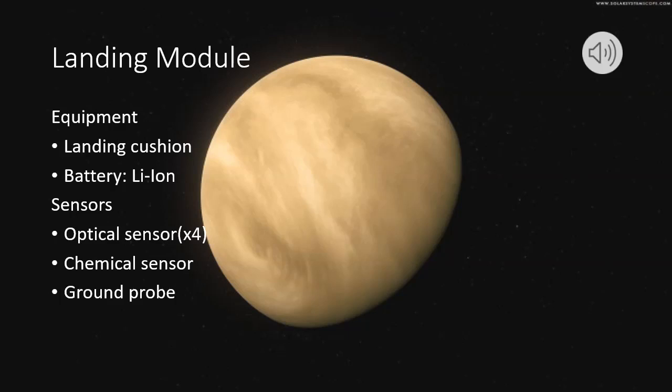the fall. About the batteries, it's hard to choose because of the high temperature on Venus. Lithium-ion seems not adapted, but it's the most effective in terms of performance and longevity. And we'll have a bunch of sensors that will send the information to the orbital module, such as optical sensors, a chemical sensor, but also a ground probe.